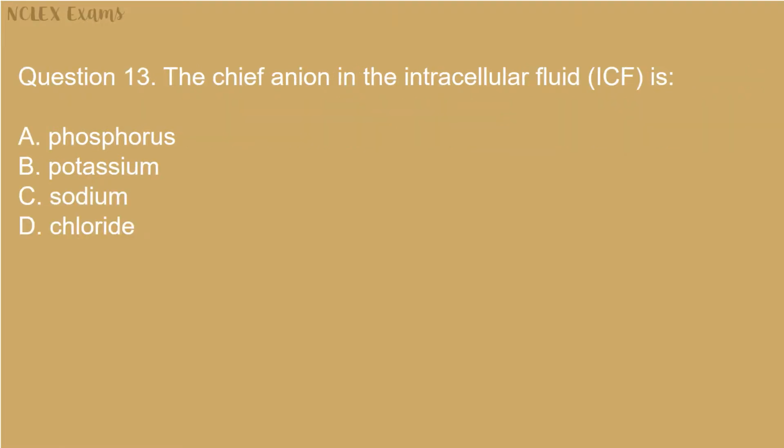Question 13. The chief anion in the intracellular fluid, ICF, is: A. Phosphorus, B. Potassium, C. Sodium, D. Chloride.